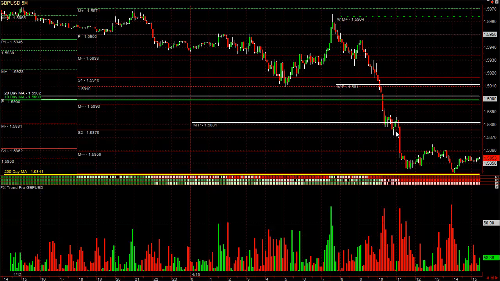pivots right near S2, most days S2 and R2 tend to be the lows and the highs of the day. So this was a very high probability profit target. It actually went a little bit lower, found support at the 200-day moving average. So it's up to you.